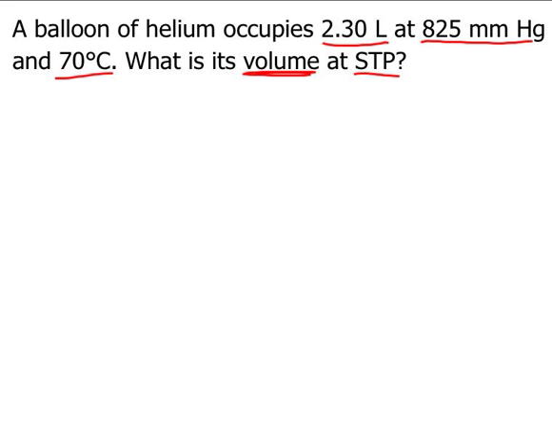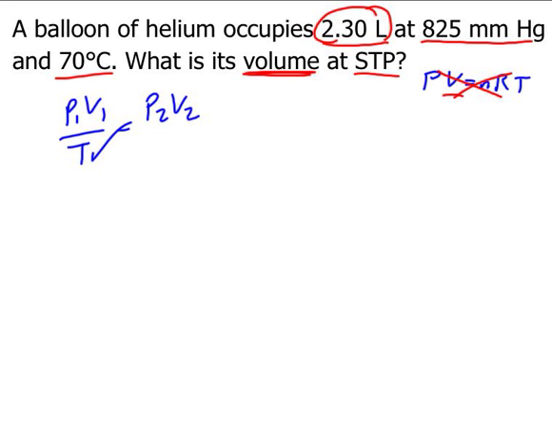So if its volume is changing, the ideal gas law, PV equals nRT, is not going to be sufficient because that only has one volume term. And we've already got that right here. So we need to use the combined gas law, which is when something is changing. And the combined gas law, again, is P1 times V1 over T1 equals P2 times V2 over T2. And that's the combined gas law.